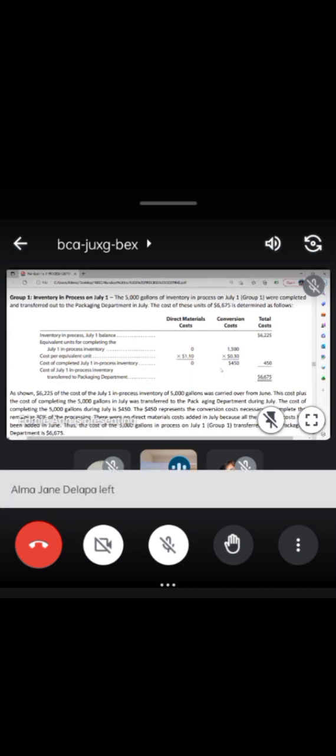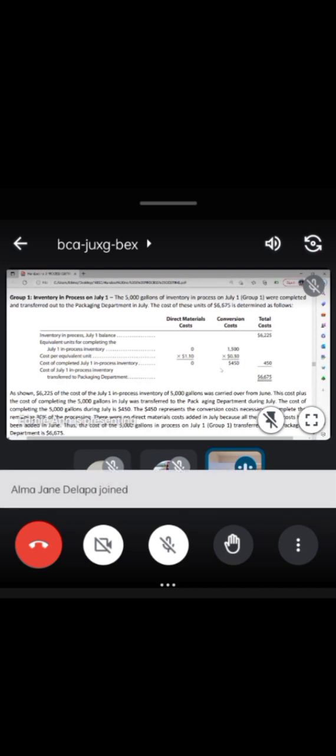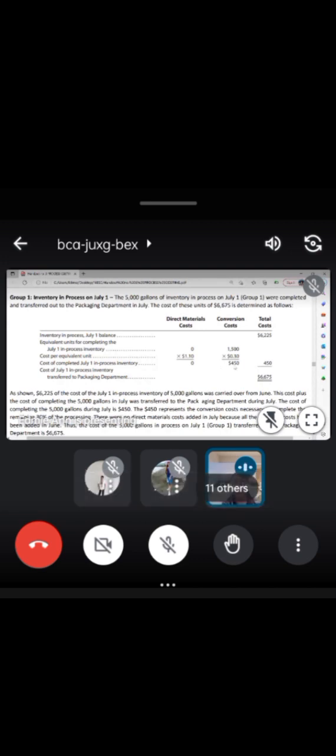5,000 units. Now, how much is the cost from June in that beginning balance? How much cost was carried over to July? How much was their cost last month? 6,225.